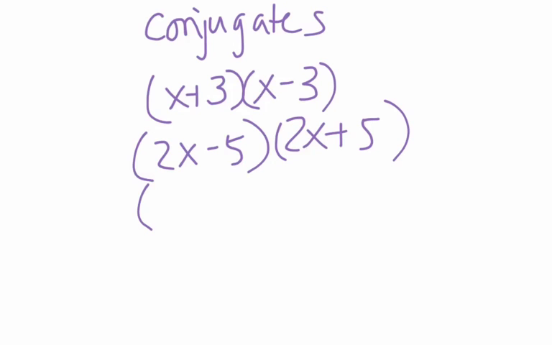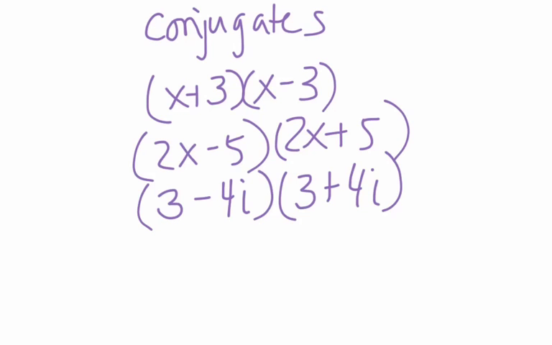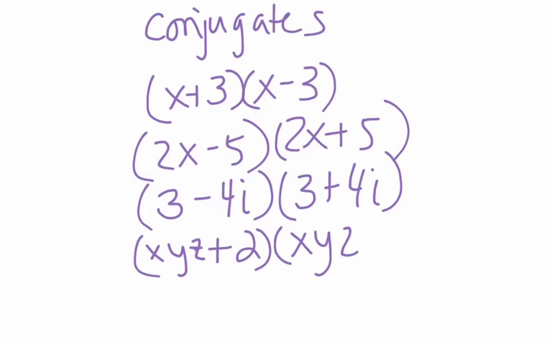Let's do 3 minus 4i. You guys have no idea what that is yet, but just hang out in Algebra 2 and we'll cover it, okay? 3 minus 4i and 3 plus 4i. And we'll do xyz plus, I don't know, 2 and xyz minus 2. Okay, so you get the idea of what conjugates are. These are kind of simple conjugates, and then that's just a mess.